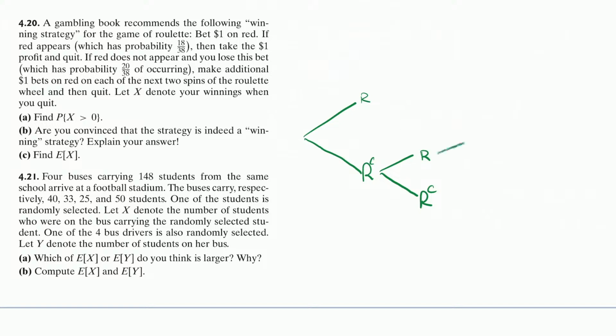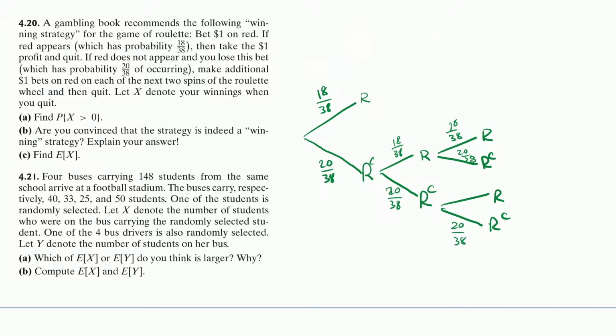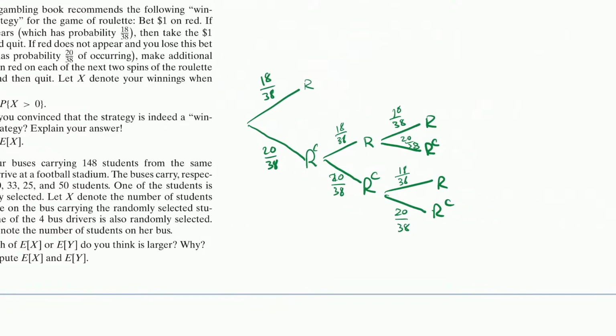You win or you lose. And you bet 1 more time, red complement. And this is red or red complement. And we know that each of these are going to be 18/38s, 20/38s. So this is an easy tree to fill out. And these are independent. And so you can just multiply through 20/38s to get all of this is 20/38s down here. And this is 20/38s down here. And then this is 18/38s.